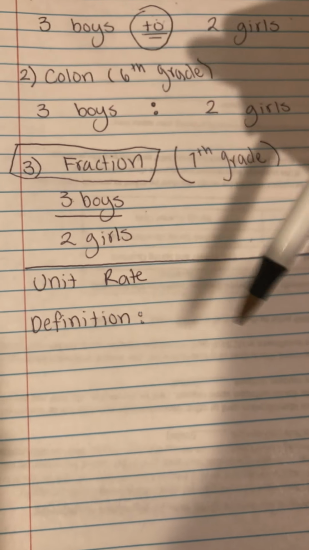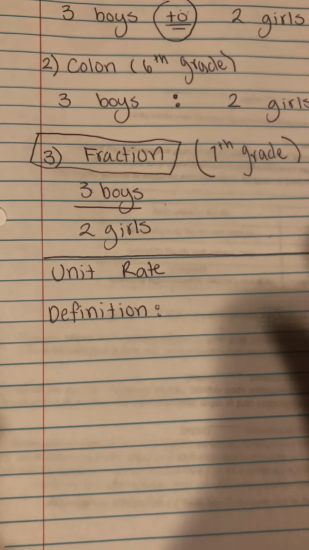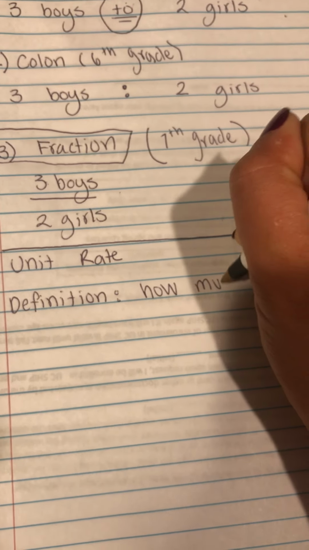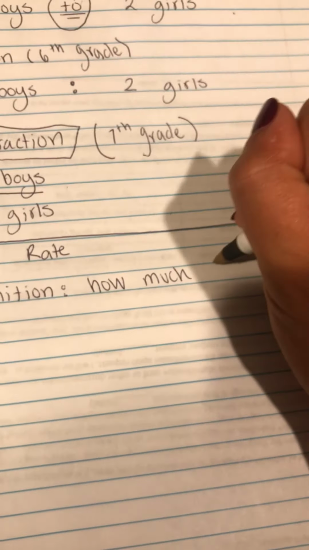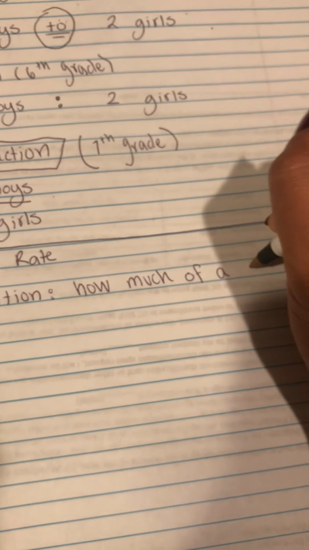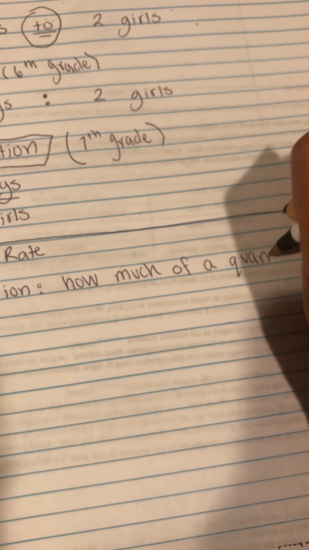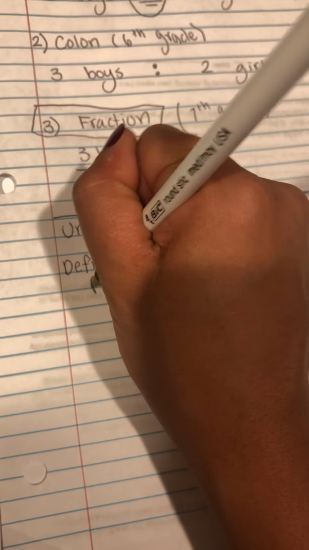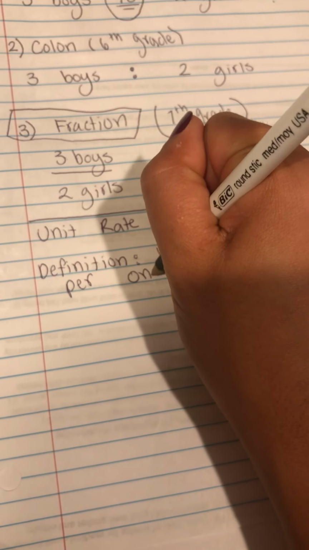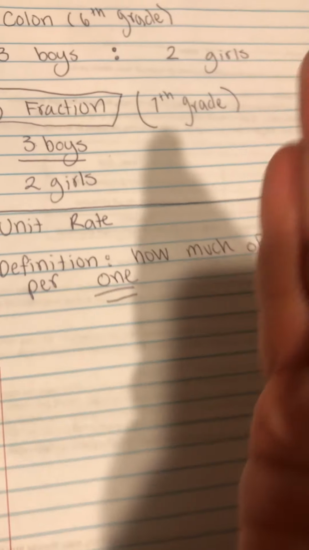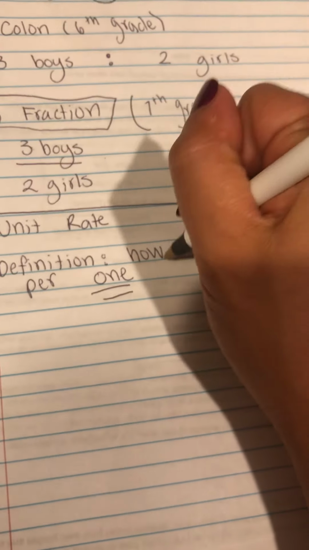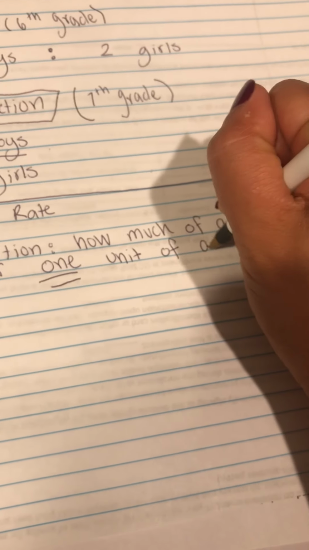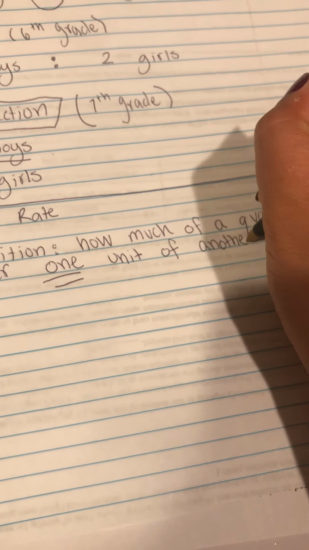So for the unit rate, here's the definition. A unit rate is how much, so make sure you're writing this down, of a quantity per 1, and this is so important, so we're going to underline this twice, per 1 unit of another quantity.